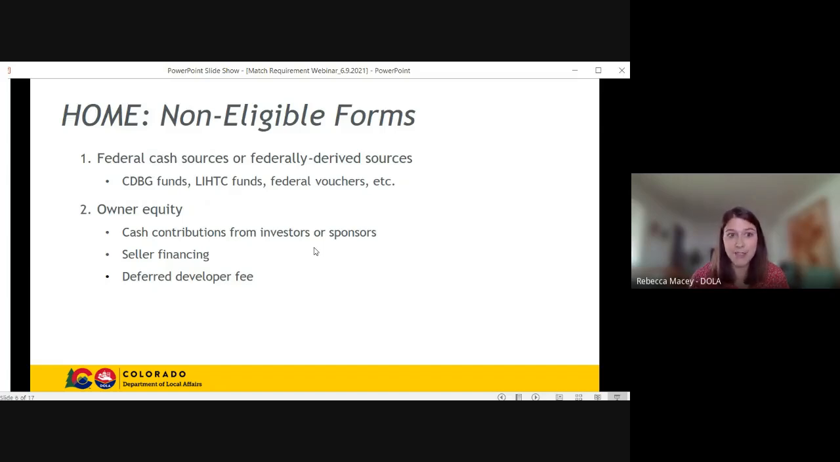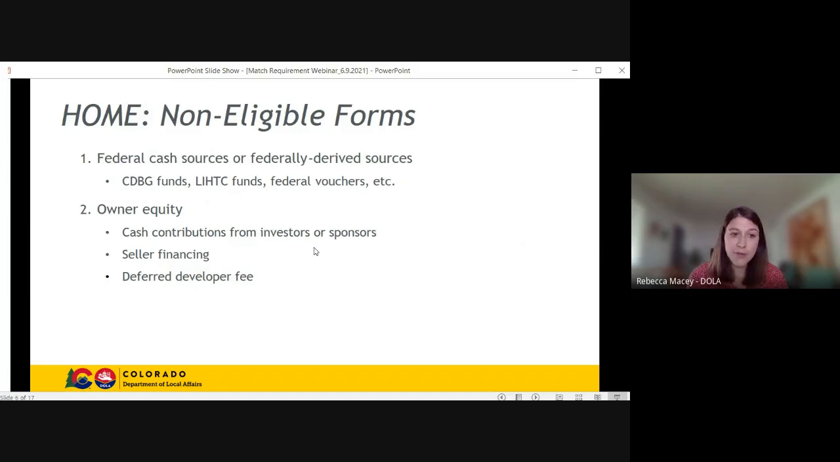LIHTC funds, your tax credits, those are not considered match. Federal vouchers. So again, a great way to think about it is just federal or federally derived sources. Those are not eligible match for HOME. Additionally, owner equity is not match.